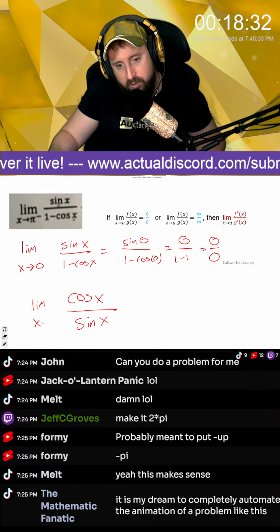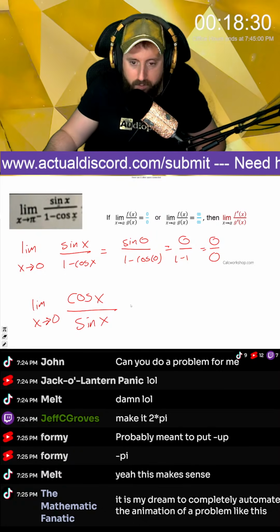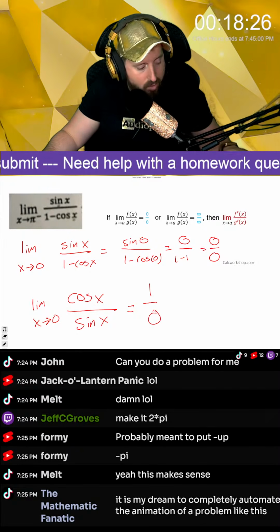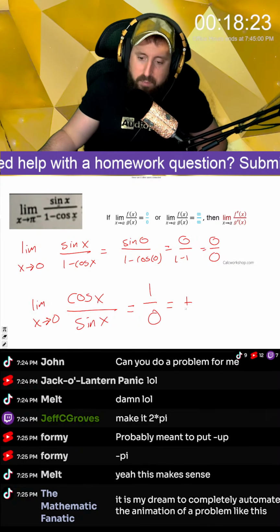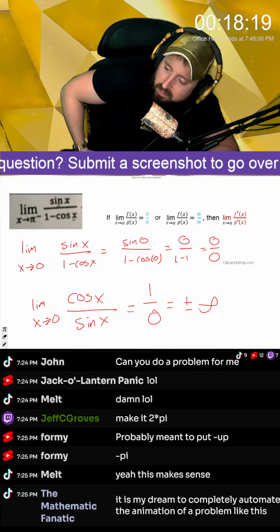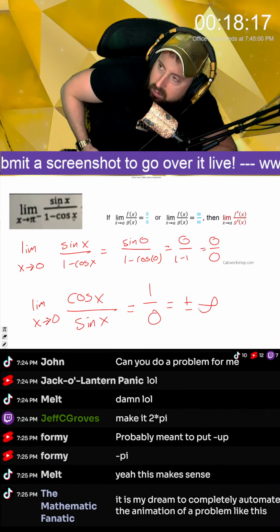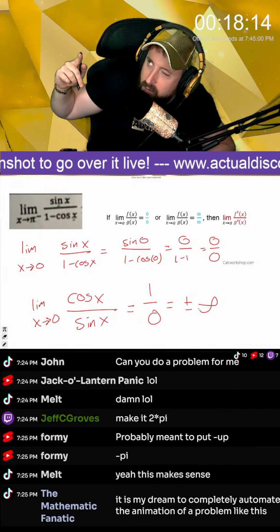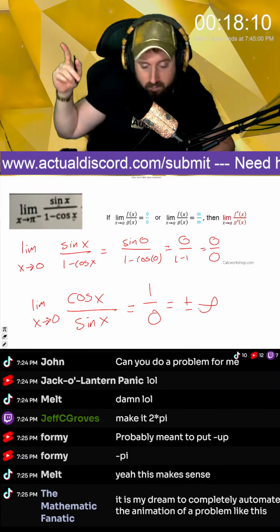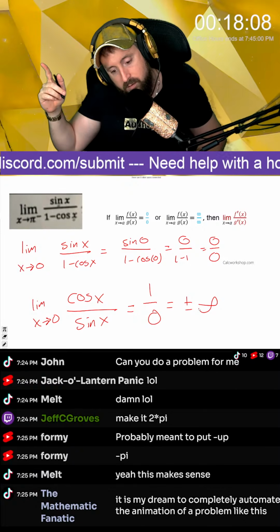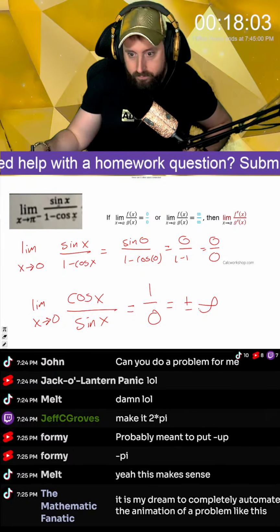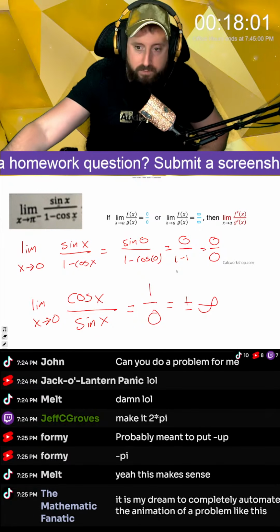Limit as x approaches 0. This is 1 over 0. So this is either plus or minus infinity, depending whether you're coming from the left or from the right. Sine is symmetric around 0. Yeah, it actually does matter. Okay, cool. Nice. Good question.